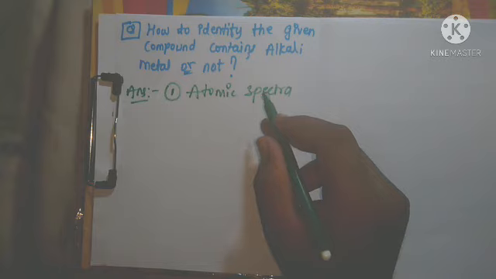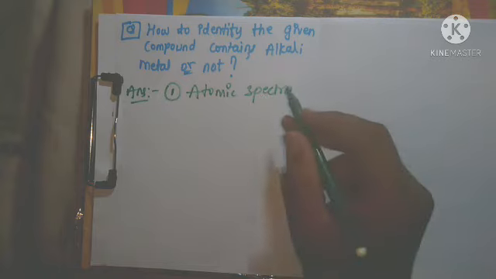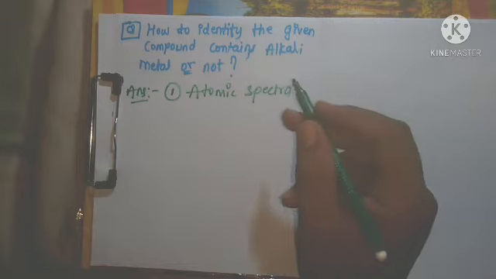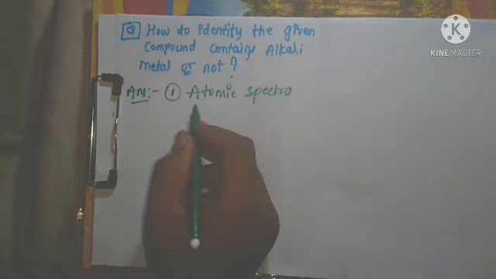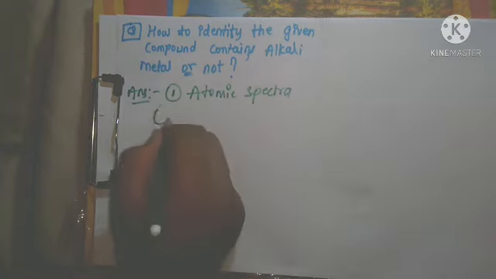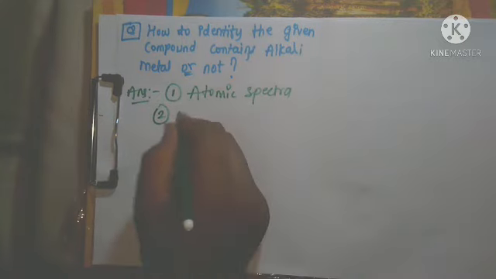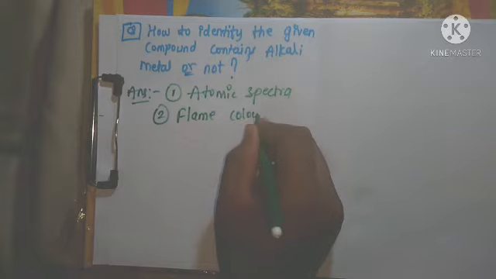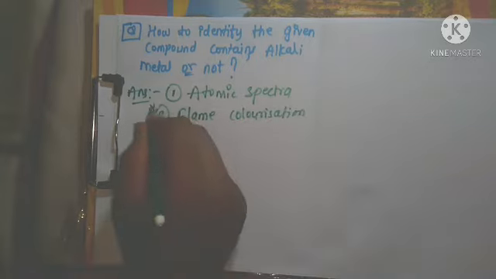If it is sodium, then the atomic spectra of that element should match the atomic spectra of sodium. If the given compound contains potassium, then its atomic spectra should match potassium's atomic spectra. In this way, the first method is atomic spectra, and the second method is flame colorization, or flame test.